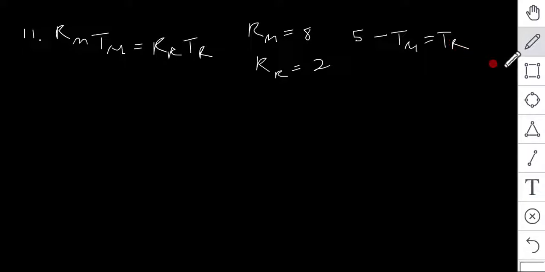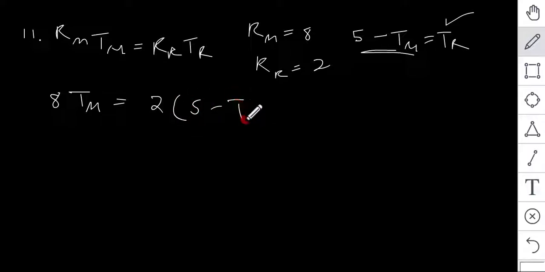Actually, this one isn't any harder. It's already solved for the variable. You're just going to go back into your original equation, plug in. So rm is 8. Tm is the one that's going to stay in the equation because tr is solved in terms of tm. So you have to keep one variable in. R sub r is 2. T sub r is 5 minus t sub m. And now we're down to one equation, one variable, so it's very solvable.